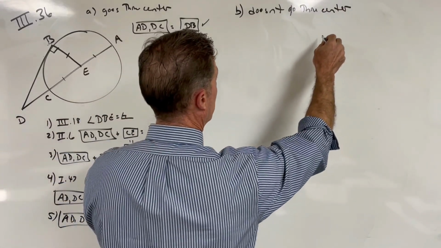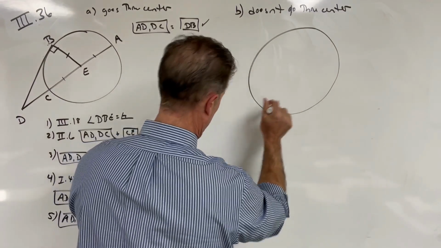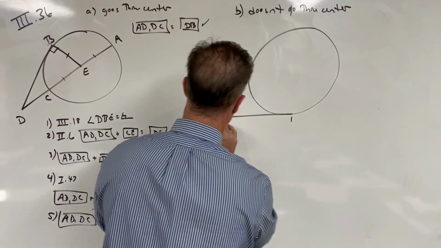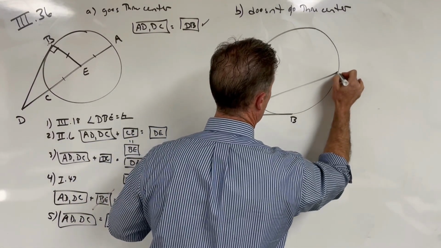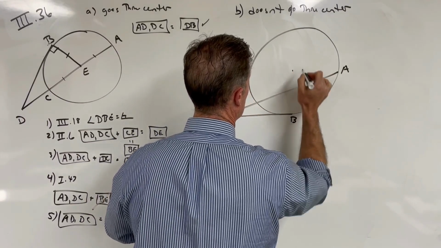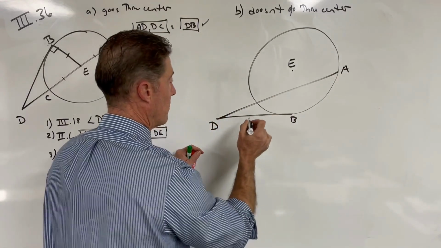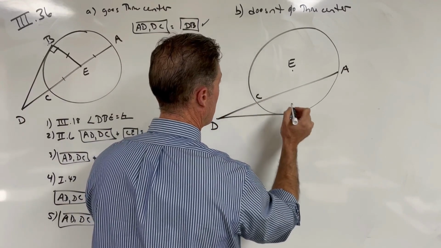So our picture will look a little different. Our picture will look like this, and we'll have our line here. And so here is our touching line, and then here is our cutting line. And in this case, it's not going to go through the center. So let our center here be E, and DA is not going to go through it. So let's have C here.